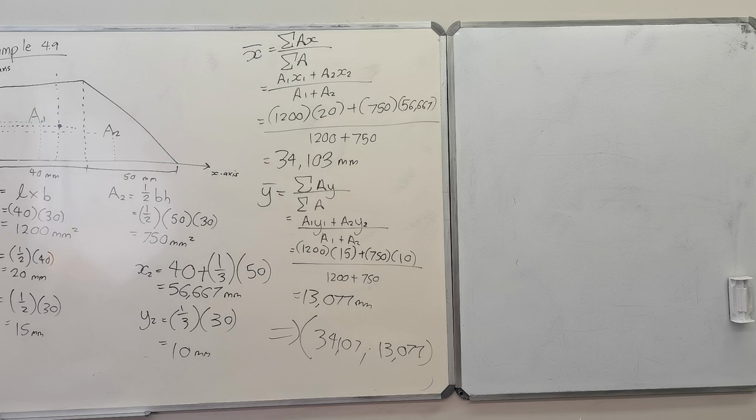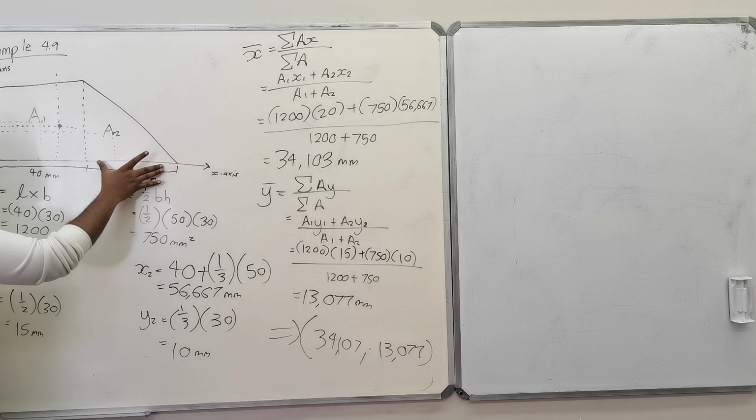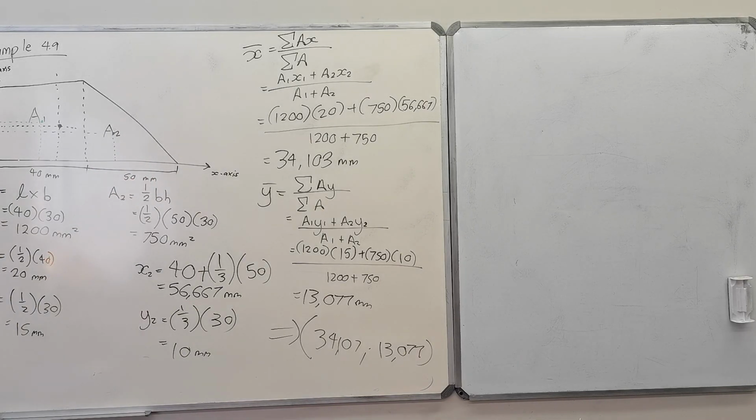Can I take it back, please? It's x2, so it's 40 plus 1 over 3 times 50. Why? Okay, remember I said that to work out the center point of a triangle, if you look at the top of page 89, you can see figure 4.45.